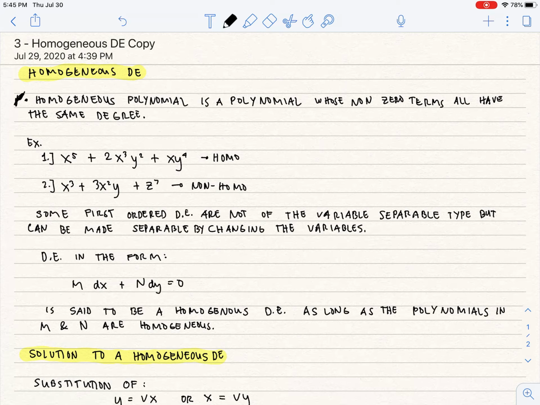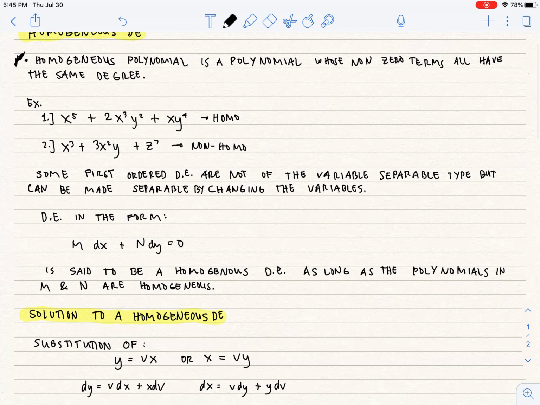Homogeneous polynomial is a polynomial whose non-zero terms all have the same degree. So, we have two examples here. First example: x raised to 5 plus 2x raised to 3 times y squared plus x times y raised to 4. This is homogeneous because the definition of a homogeneous polynomial requires that all terms have the same degree.